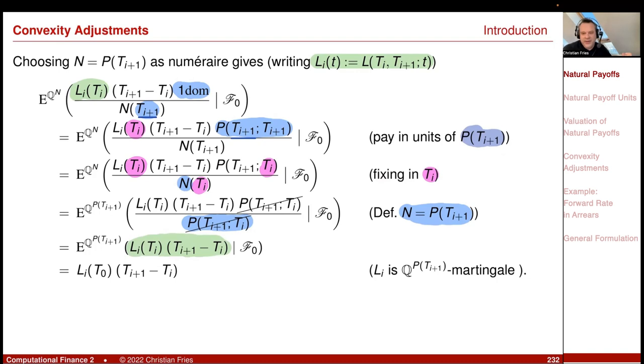The second lucky thing is that my L is a martingale under that numerator. So there were two things coming together. The first thing was that we could cancel this here.